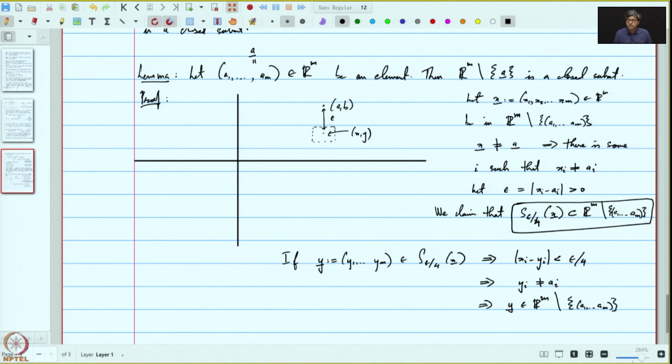So this proves that given any point in the complement, we have found a basic open subset which contains that point, and it's completely contained inside the complement. So therefore, the complement is open. So this implies that Rm minus A is an open subset, which implies, by the definition of closed subset, that a singleton is a closed subset.